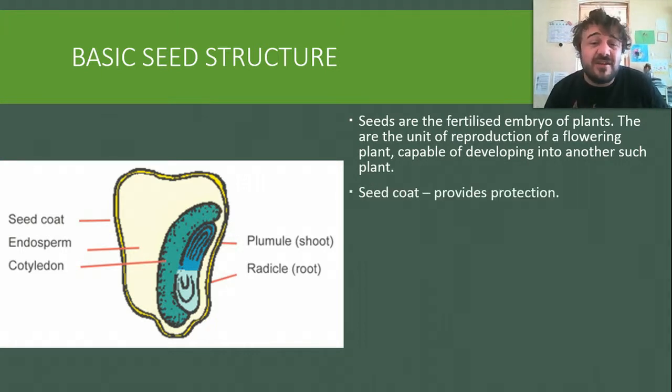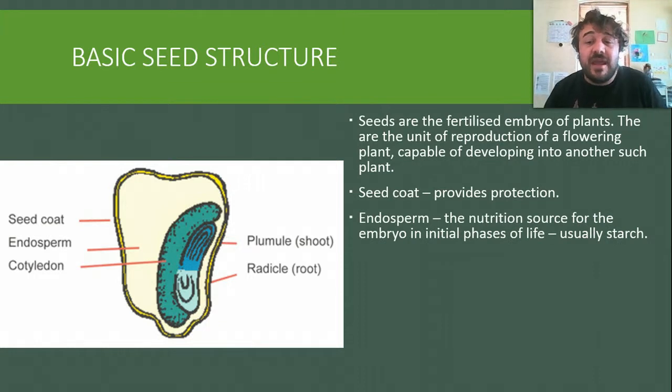So the seed coat provides protection, as we said. The endosperm is actually quite interesting. It is the nutrition source for a seed. The embryo, the whole thing really counts as the embryo, but this stuff here is what turns into the plant. That needs a food source. As you can see, it can't photosynthesize yet. There's no sunlight getting in there. So it's the food source, the endosperm.